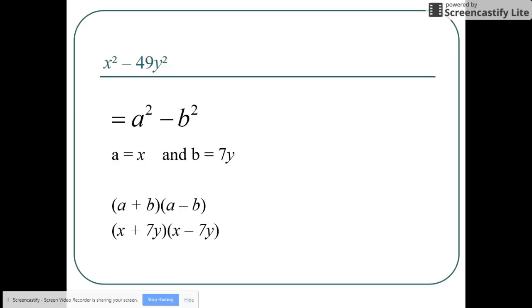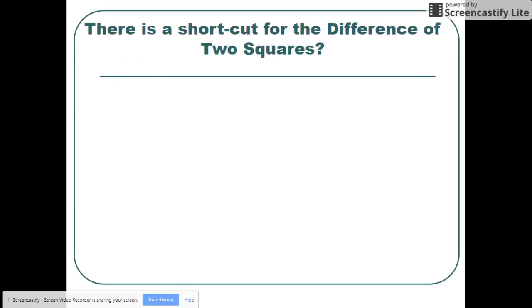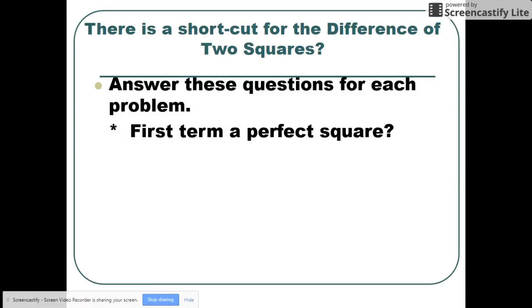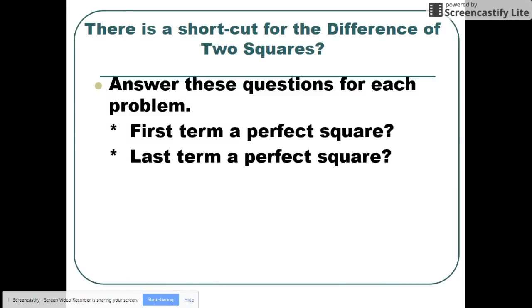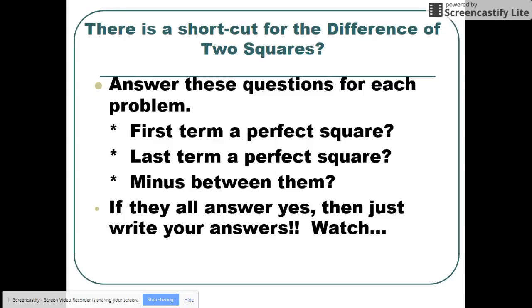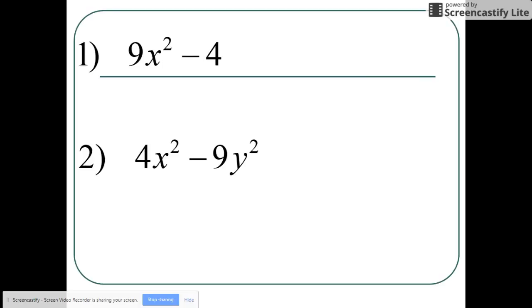All right, now I'm going to show you a shortcut. I just wanted to show you the understanding behind it. Is there a shortcut for the difference of squares? Yes, there is. Answer these questions for each problem. When you look at your problem, you say to yourself, is the first term a perfect square? Is the last term a perfect square? Is there a minus between them? And if all your answers are yes, then you can write your answer. So watch here. First term perfect square, last term perfect square, minus between them. Okay. So is your first term a perfect square? Yes. Is your second term a perfect square? Yes. Right.